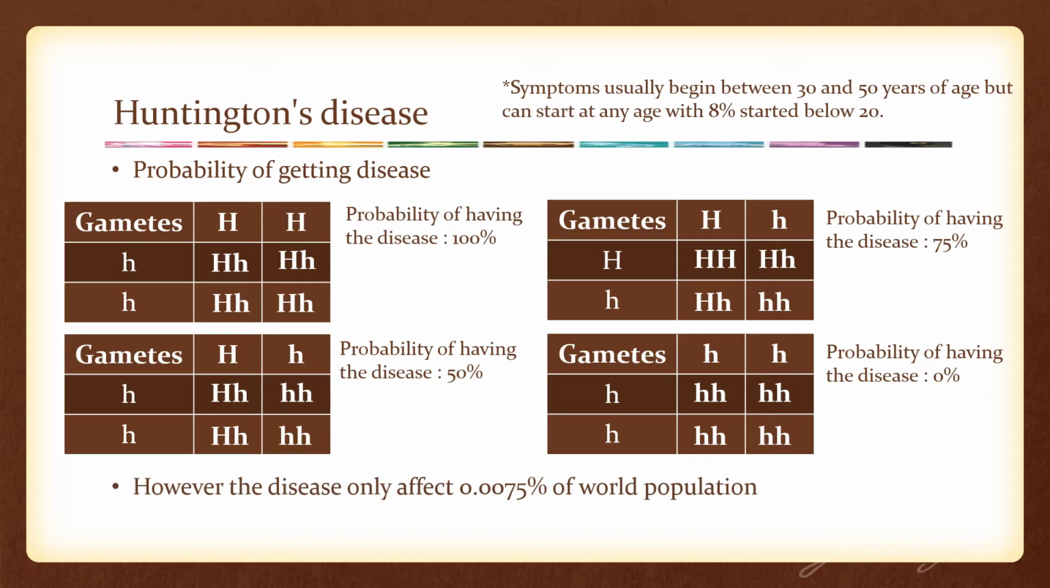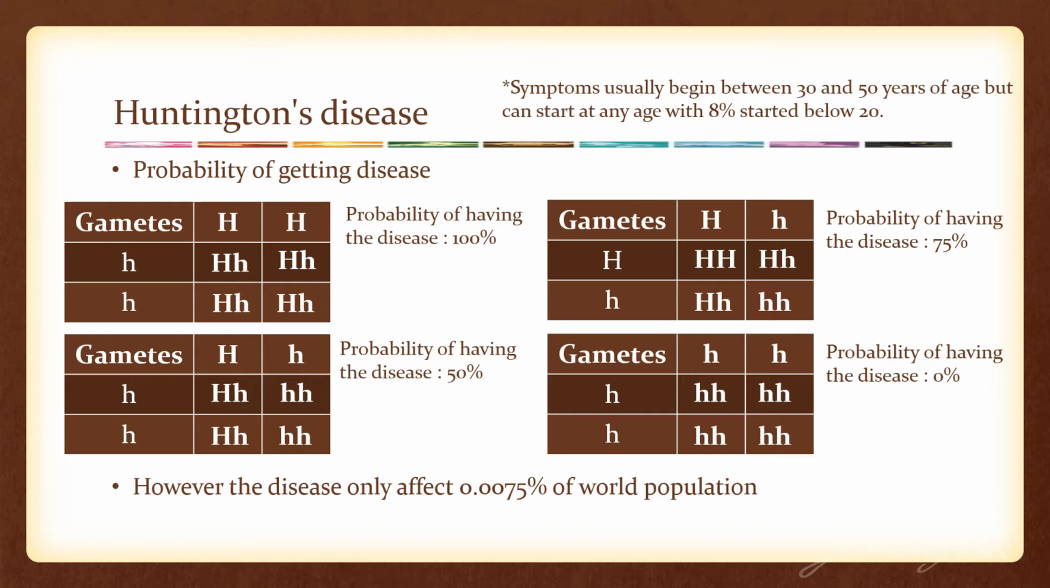However, the disease only affects 0.0075% of the world population. Why is this the case? One possible reason is while symptoms normally begin between 30 and 50 years old, it might start earlier and the person might opt not to reproduce.